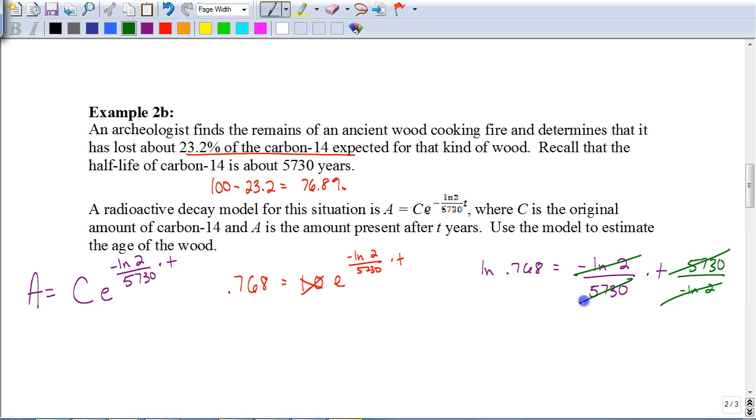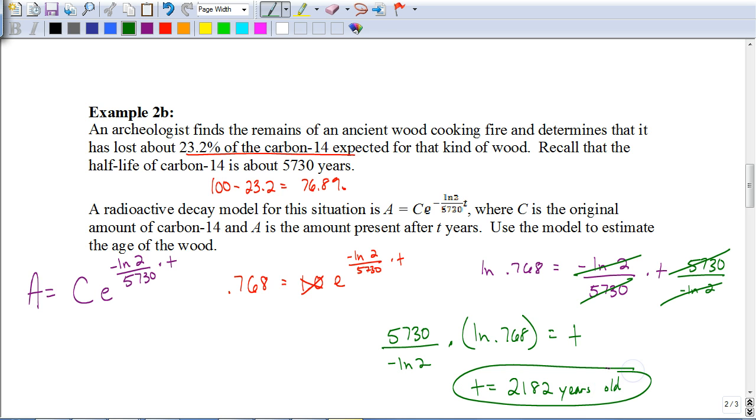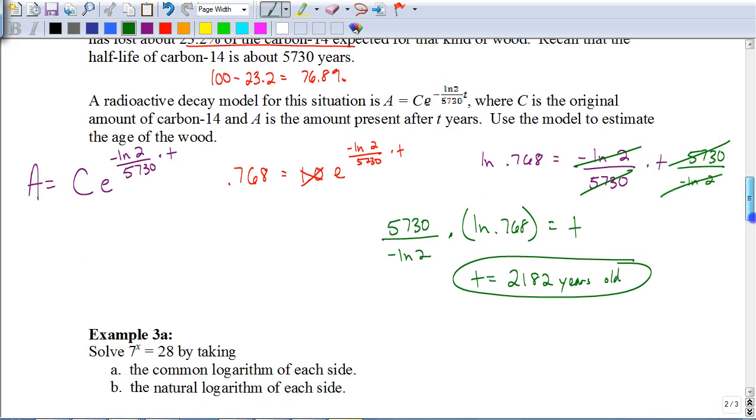The natural logs canceled out, the 5,730 cancels out, so I'm left with t on the right side. And I'm going to multiply by 5,730 divided by the negative natural log of 2. So if you plug that in your calculator for your answer, we'll just round it to 2,182 years. This is how old that fire would have been, or that wood would have been.